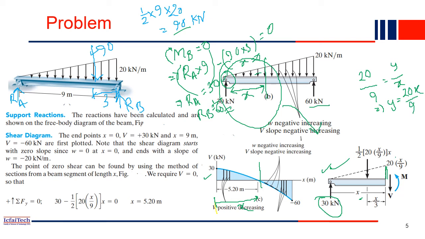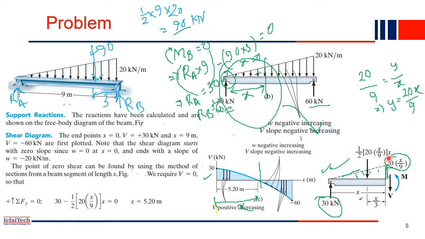So that's what is written here. If you see, this is 20x by 9, the magnitude here. Now if you replace this UVL, I mean uniformly varying load, with a point load, then how much will this value be? Simply the area of this triangle. Area is half into base.